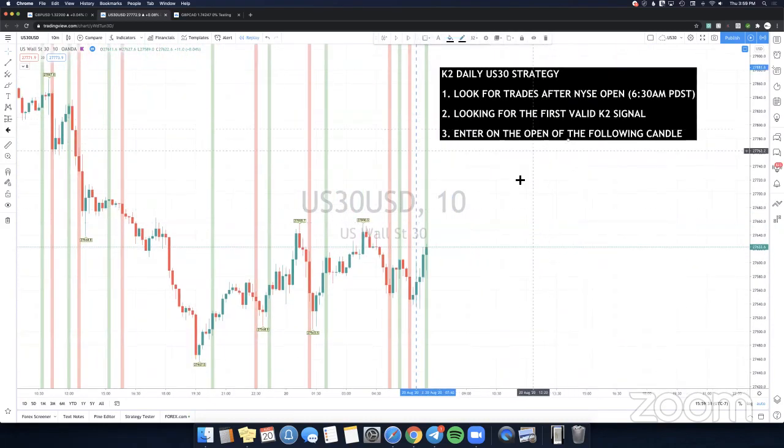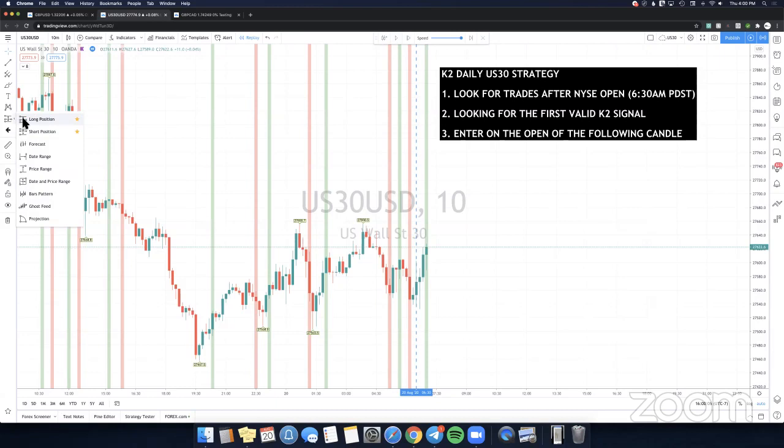But going back to the strategy, so first requirement, look for trades after the New York Stock Exchange open at 6:30 a.m. This is 6:30 a.m. So after this time, after this candle, it has to be after this candle. Can't be on this candle, can't be before. It's got to be after it. So first requirement's met. We started looking for entries after the New York Stock Exchange open. Next, look for the first valid K2 signal. The first valid signal is right here. And then after that, you can enter on the open of the following candle. So once this candle closes, you could enter at market, you can enter at buy stop, sell stop, buy limit.